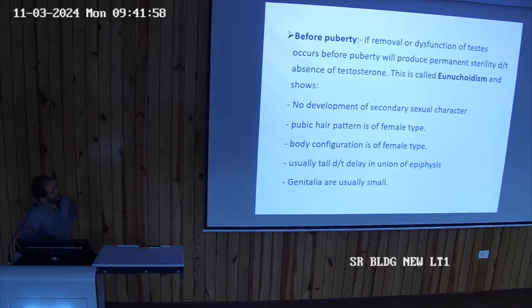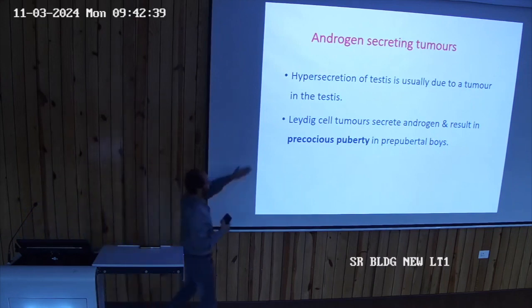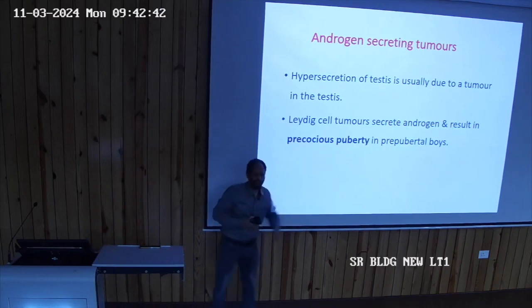So before puberty, if you remove the testicles, what do you think will happen? There will be no development of any secondary sexual characters, isn't it? Genitalia are usually small, and all the external and internal features will be depressed. That is called eunuchoidism. Then androgen secreting tumor: if there is hypersecretion from the testis, usually due to a tumor in the testis, called Leydig cell tumor, it will cause precocious puberty, early puberty, isn't it?